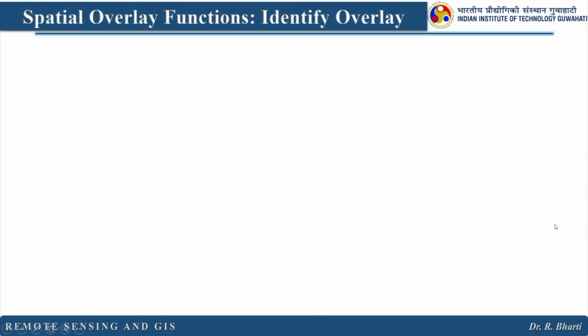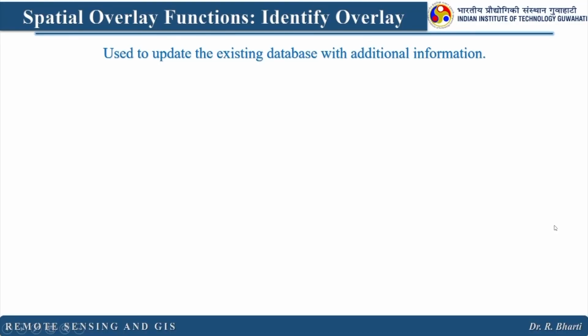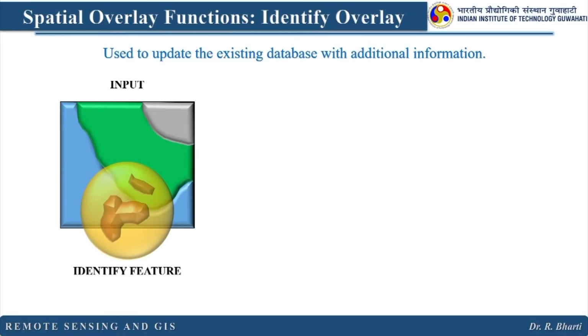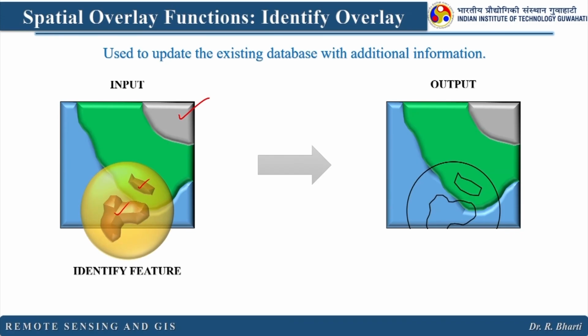Next one is identity overlay. So used to update the existing database with additional information. As I told you, in GIS we always talk about the spatial data, and in case if you are having land use land cover map and every time you want to update your map as per the change in the land use land cover, then how do you update? Maybe from this classified map you found that only these two classes are basically extra. So in that case what will happen? You will run this identity overlay and you will find that all the additional feature boundaries are coming on this particular input image. So this can be done by using this identity function.